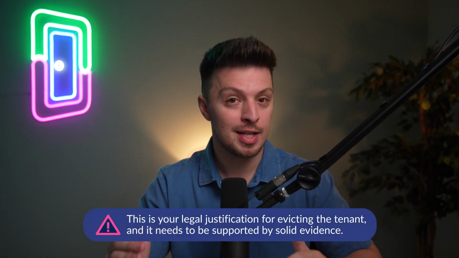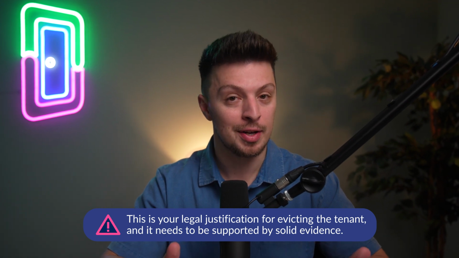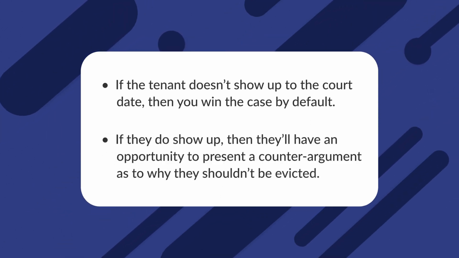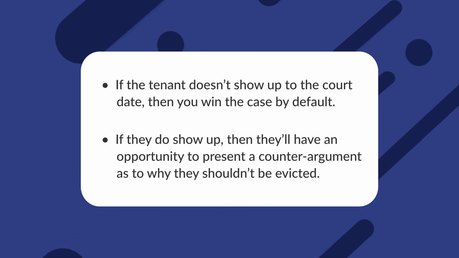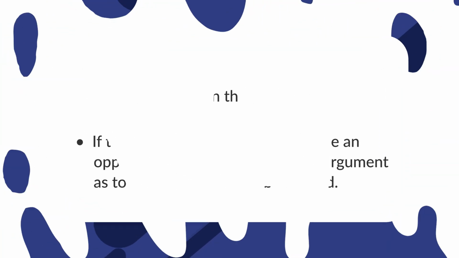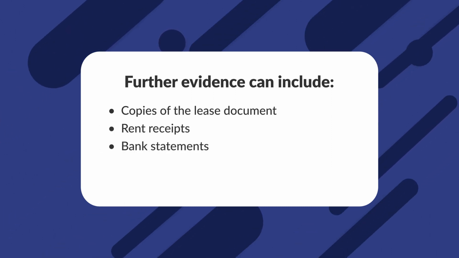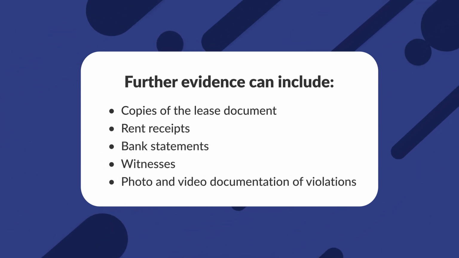Once the tenant has received their summons and the court date has been scheduled, you'll be ready to file a motion to obtain judgment. This is your legal justification for evicting the tenant, and it needs to be supported by solid evidence. At this point, one of 2 things can happen. If the tenant doesn't show up to court date, then you can win the case by default. If they do show up, then they'll have an opportunity to present a counter-argument as to why they shouldn't be evicted. When tenants present an effective counter-argument, you may be asked to present further evidence to support your claims. This can include copies of the lease document, rent receipts, bank statements, witnesses, and photo and video documentation.